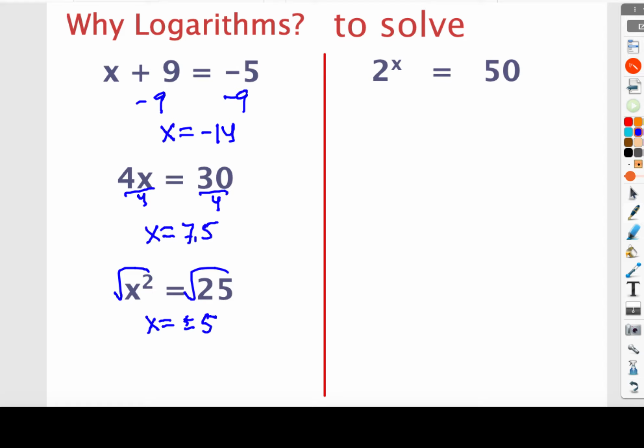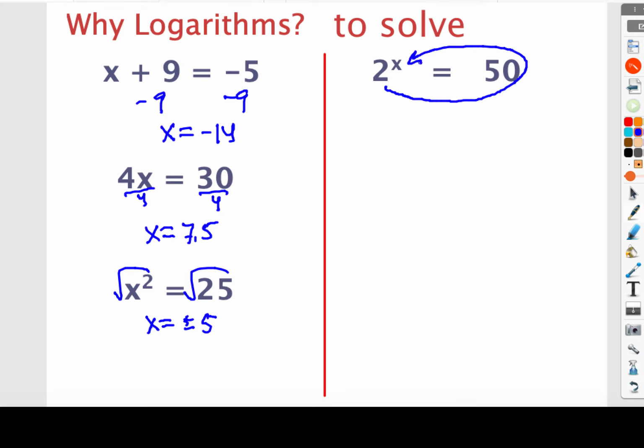Well, we know that 2 to the 4th is 16. 2 to the 5th is 32. So that's almost 50. And 2 to the 6th, though, is 64. So it's somewhere between 5 and 6, right? 2 to the 5th and 2 to the 6th sort of bookended, they surrounded that 50. But what we can do is, again, do that little bit of a swirl, right?